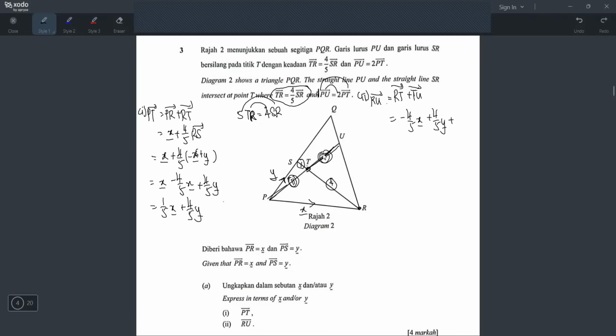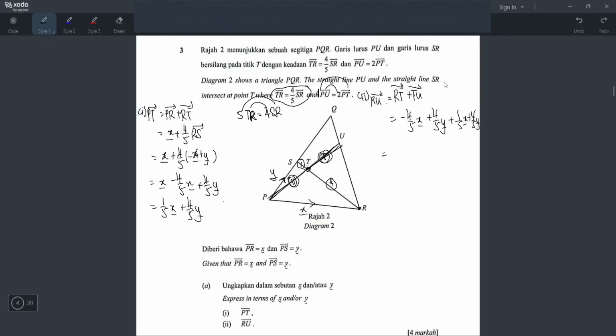And because T is the midpoint of this, it means the PT vector is 1 over 5x plus 4 over 5y. TU vector also will be the same, 1 over 5x plus 4 over 5y. Why are they the same? Because they have the same ratio. It means these two vectors are parallel and they are sama panjang. And if two vectors have the same direction and same magnitude, it means they are the same vector, right? That is why I can tiru the PT vector for my TU vector.